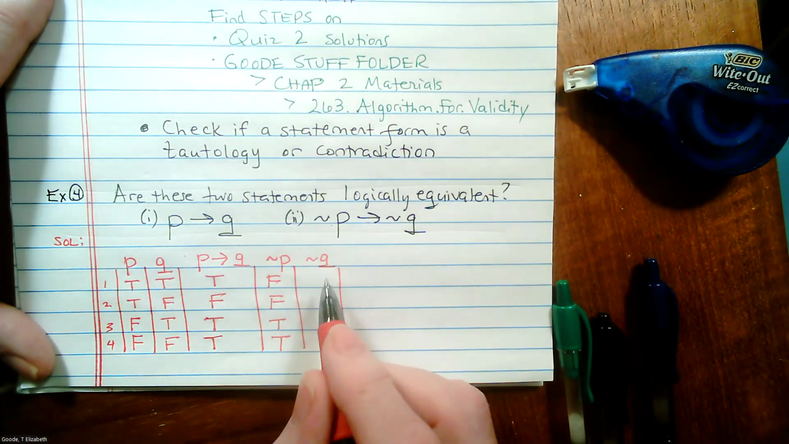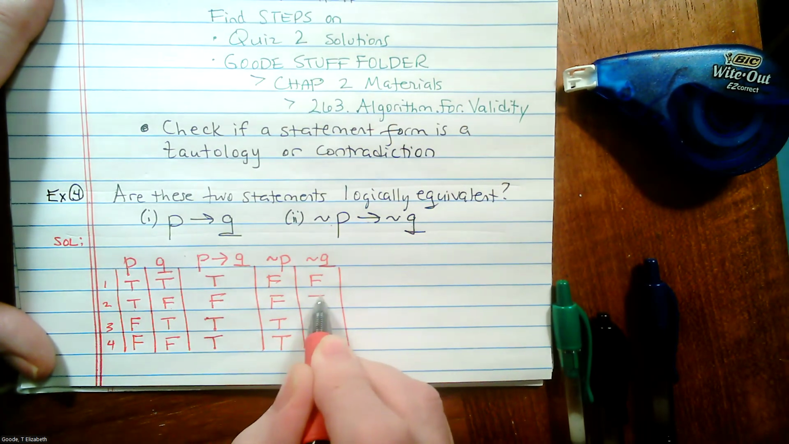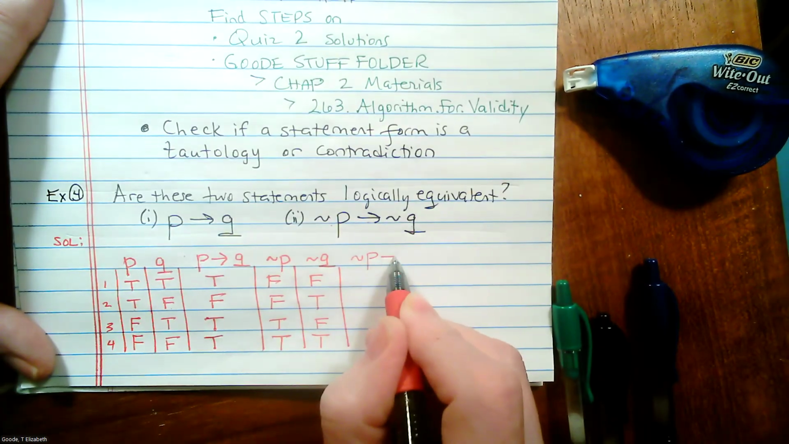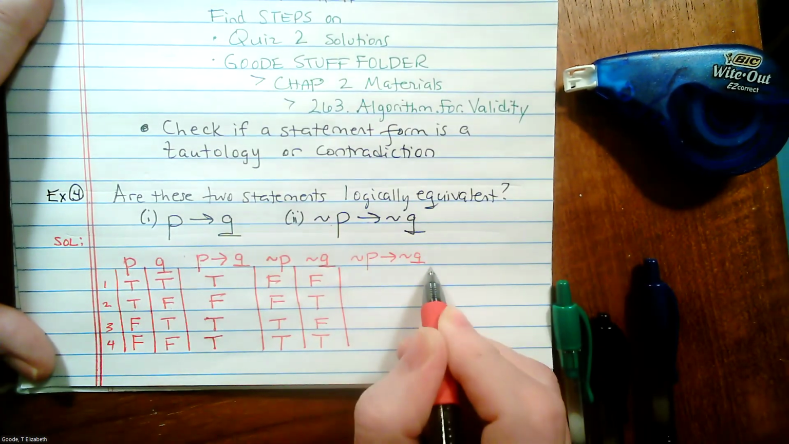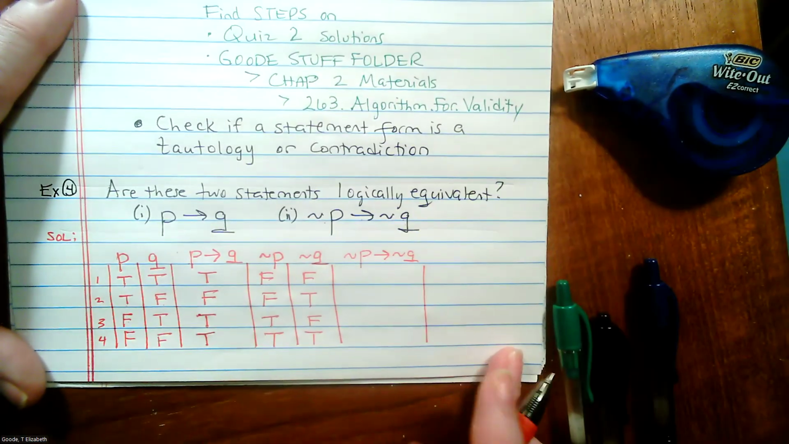What about for not Q? It would be false, true, false, true. Exactly. Great. So now we've got all the bits and pieces, and it makes sense to go ahead and evaluate if not P, then not Q. You with me? All right, let's do it.